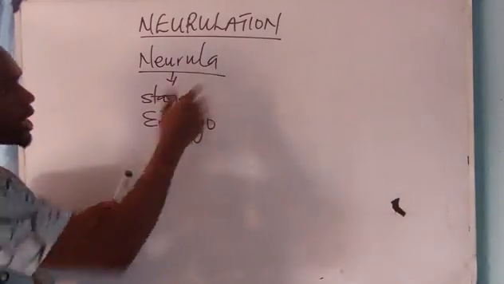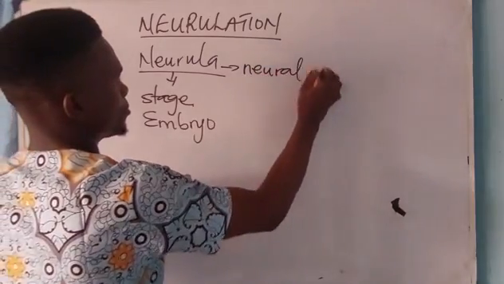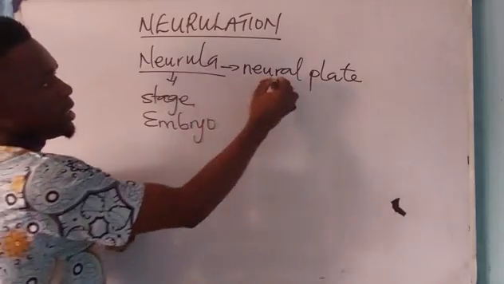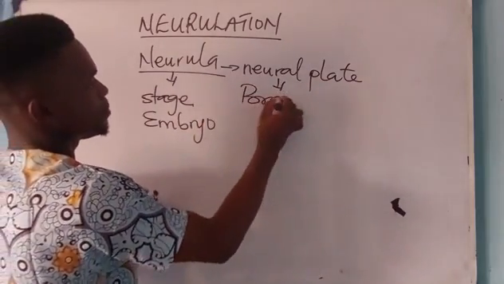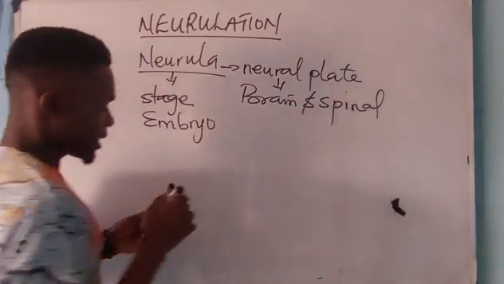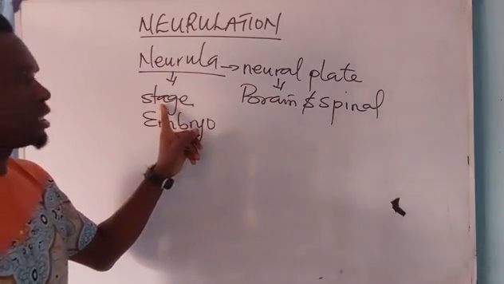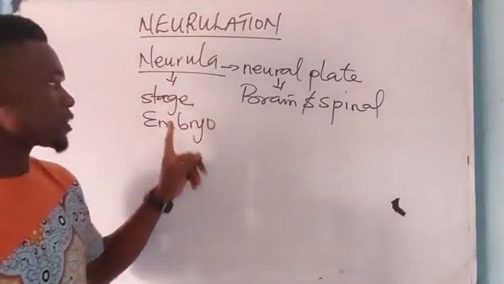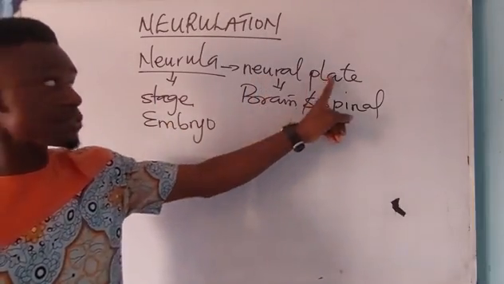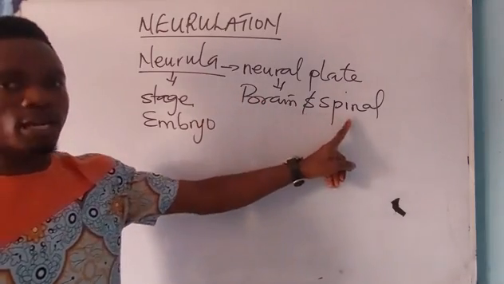Now, in a neurula, you also have what are called neural plates. The neural plate of a neurula is what forms the brain and spinal cord of an animal. I repeat, neurula is a stage in the development of what? An embryo. The neural plates of a neurula form what? The brain and what? Spinal cord.